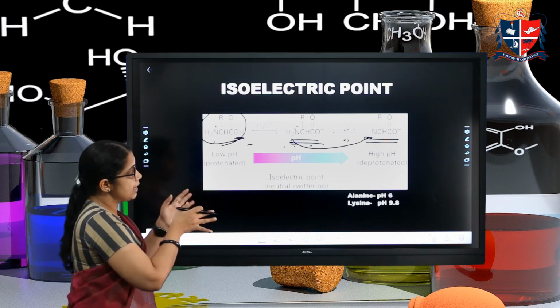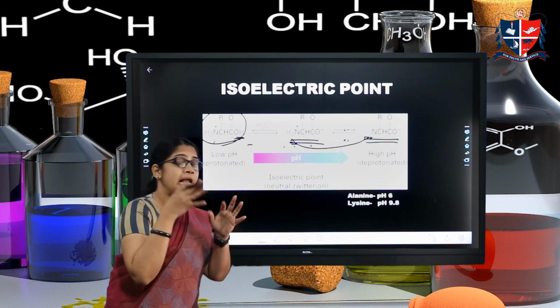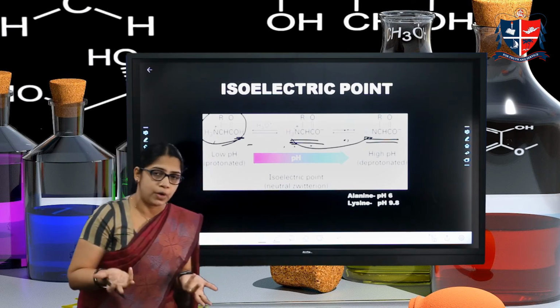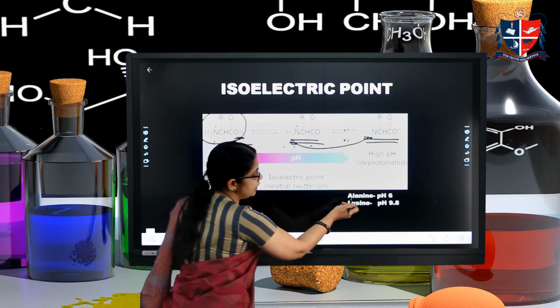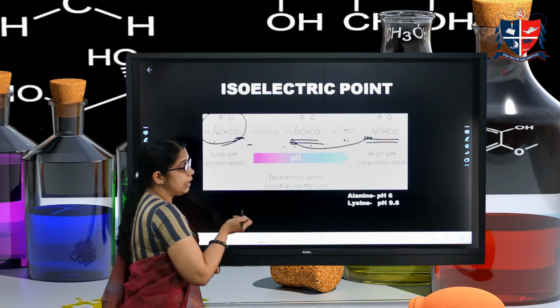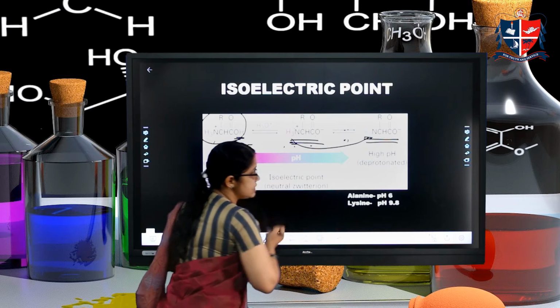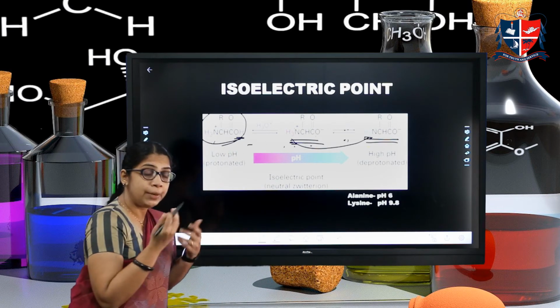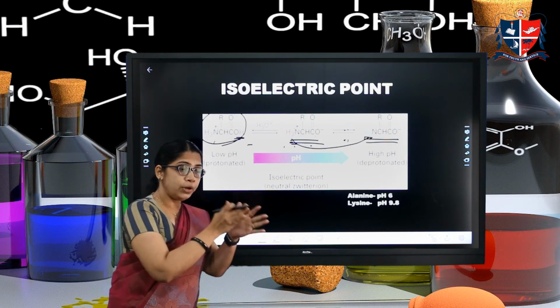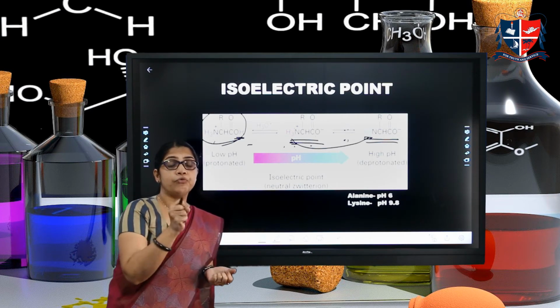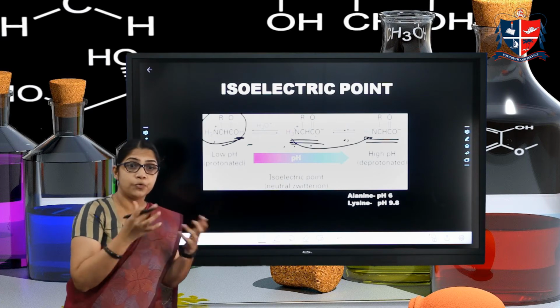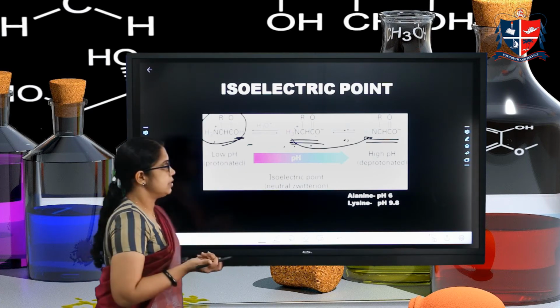This property will be helpful for identifying each amino acid. For example, for alanine the isoelectric point is pH 6, and for lysine it is pH 9.8, which means the isoelectric point is different for each amino acid. So that will be useful for identifying amino acids and also for their separation.